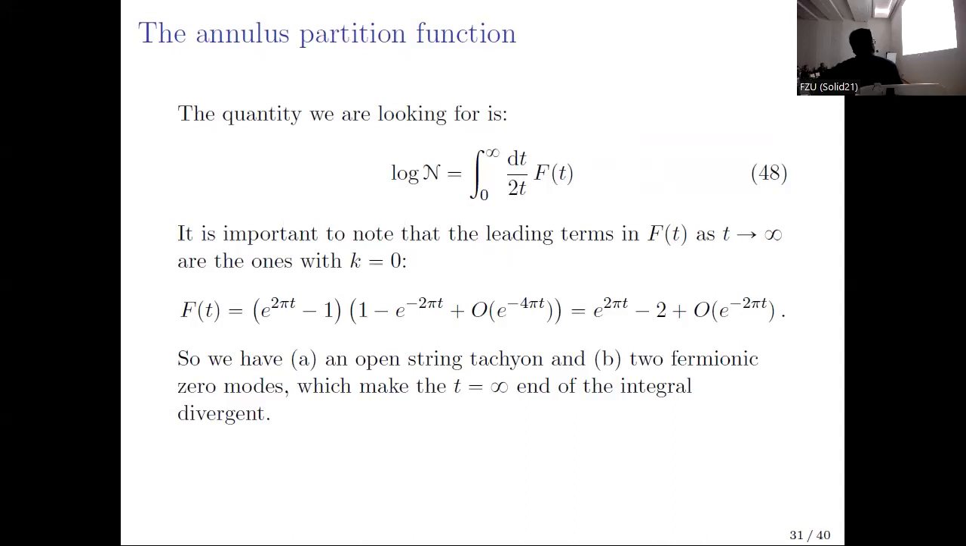There is no problem near the lower end because these theories don't actually have a closed string tachyon. So this +1 means there's a bosonic, well, L0 equals -1 mode. So there's an open string tachyon. And there are two fermionic zero modes. So we have to deal with them. Otherwise, this n just doesn't make sense.